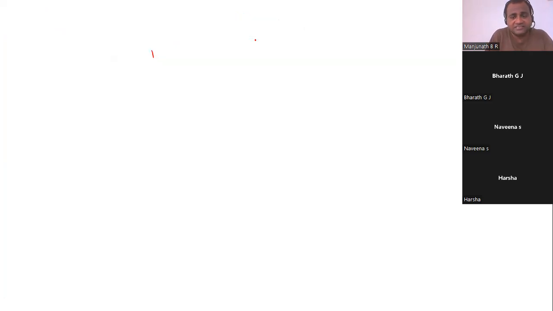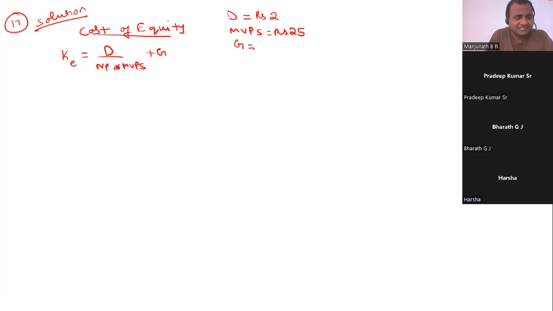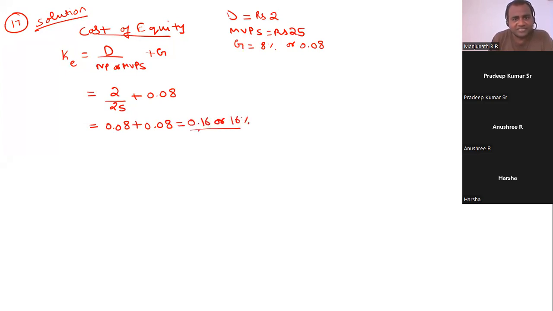What is the value of G? 8%. Fantastic. Dividend is given as 2 and MVPS is given as 25, plus growth rate 8%, or 0.08. Now 2 by 25 is how much? 0.08. So 0.08 plus 0.08 is equal to 0.16, or 16%. Very good.